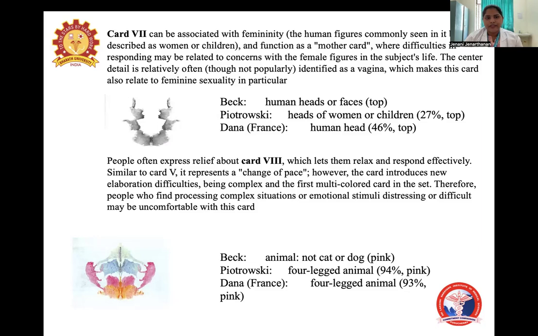People often express relief about card 8, which lets them relax and respond effectively. Similar to card 4, it represents a change of phase. However, the card introduces new elaboration difficulties, being complex and the first multicolored card in the set. Therefore, people who find processing complex situations or emotional stimuli distressing or difficult may be uncomfortable with this card. The common response is an animal, such as a cat or dog, which is pink, and four-legged animal 94% as pink.